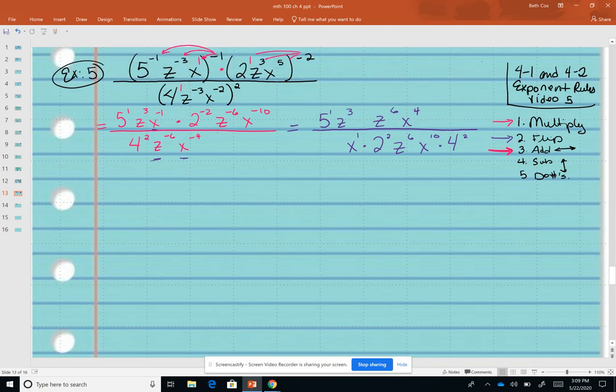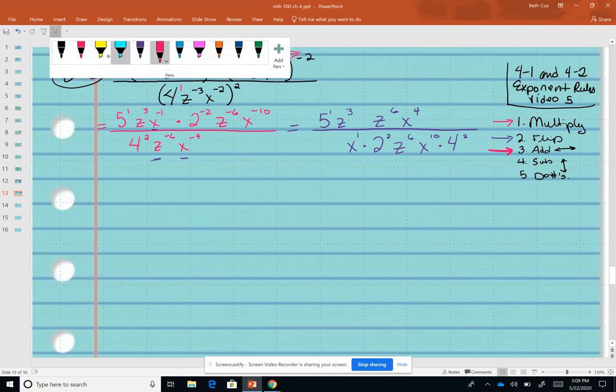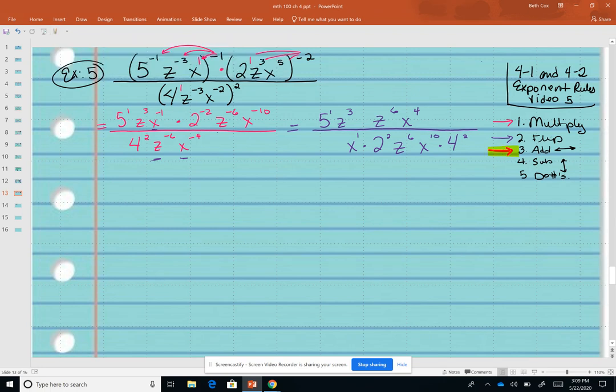Okay, so now if I have any that are alike, I'm going to add them. I'm going to add them if they are alike. So x1, x10, and those. I'm going to add those. So we'll write that down on the next line. I might do a little rearranging. Here's my 5.